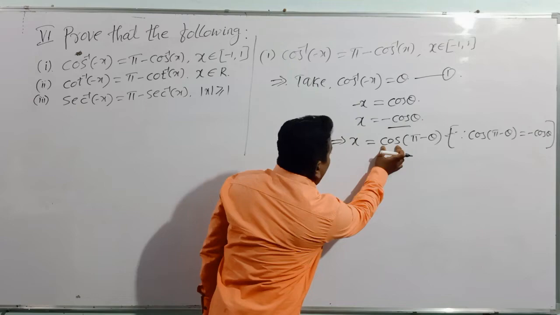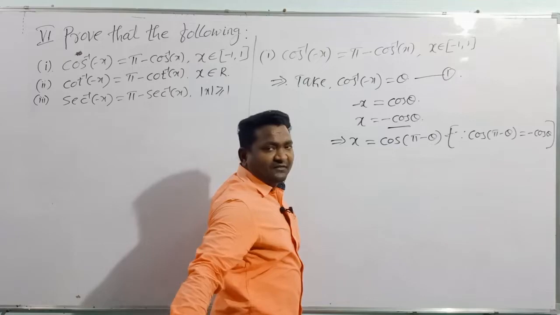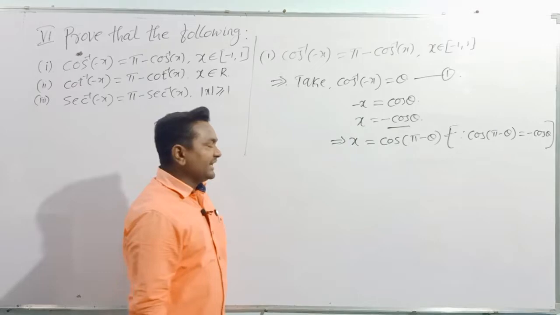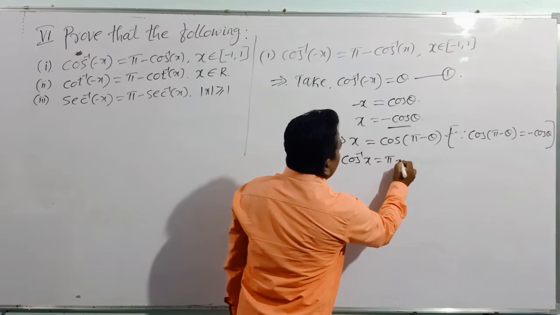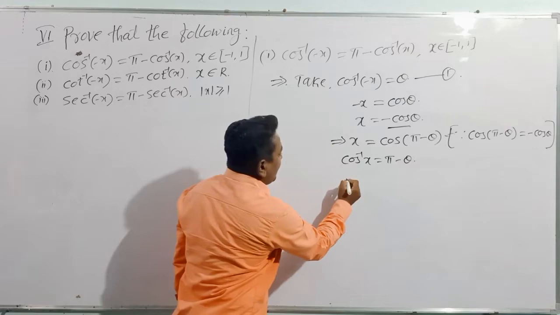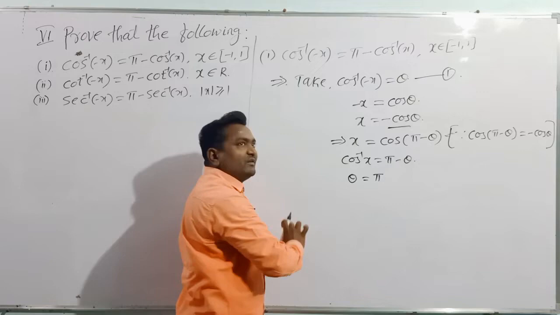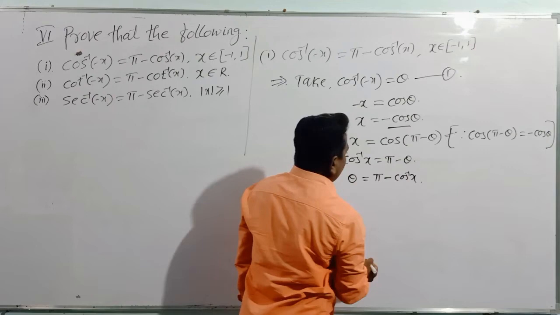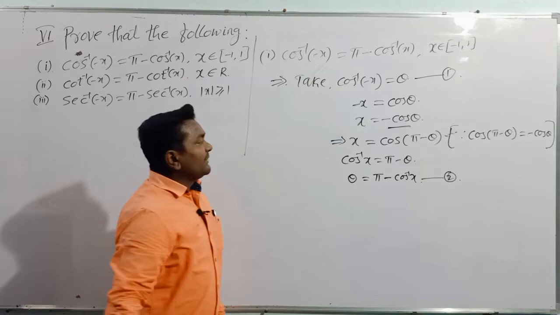Now further, this cos function moves to the left-hand side and becomes an inverse, because trigonometric functions moving to the left-hand side become inverse trigonometric functions. So cos inverse x equals pi minus theta. Now this minus theta moves to the left-hand side and becomes plus theta, and pi stays as it is, and this plus cos inverse x moves to the right-hand side and becomes minus cos inverse x. Take it as equation number 2.